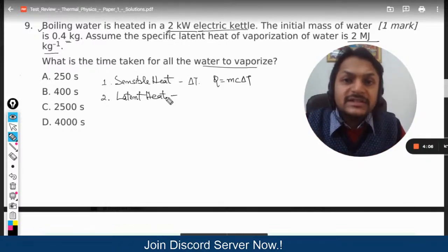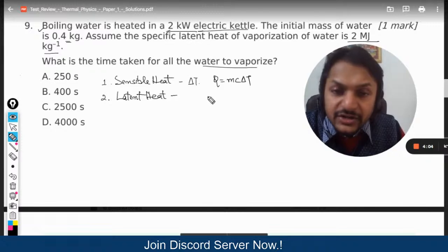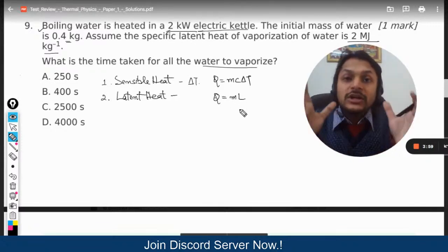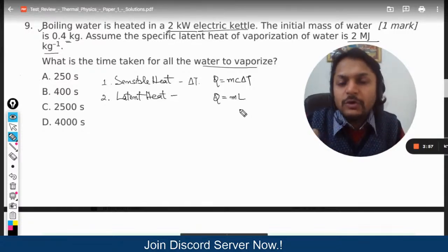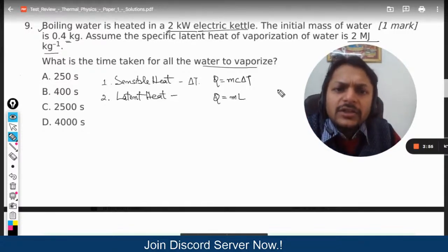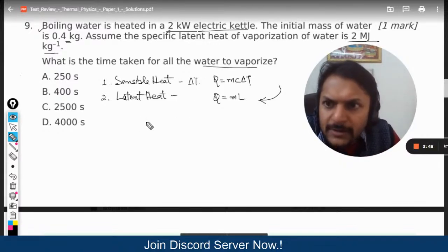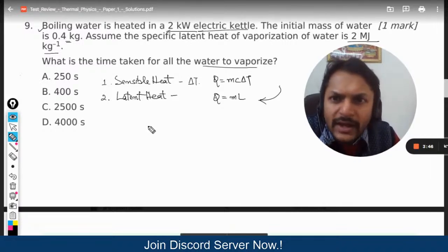That is, it means there is no temperature change there. And the formula used here is Q is equal to m into L. So there is no term which talks about delta T or change in temperature. Now this question is specifically about the latent heat and the phase transformation. Fine. So, what will be the heat that is required?